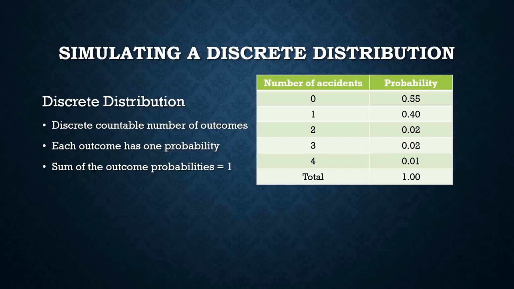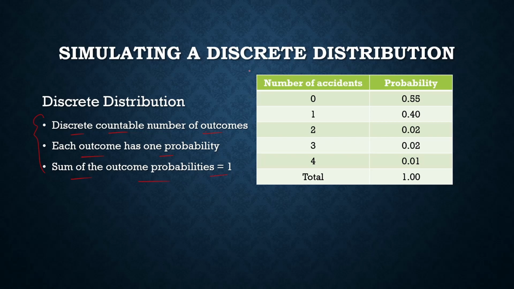Okay, friends, this is the fourth episode of the series simulation. In today's video, we are going to discuss how to simulate a discrete distribution. So, first of all, we need to understand the basic nature of a discrete distribution, where the discreteness comes from the fact that the number of outcomes are countable or discrete in nature, and for each outcome, there is a particular probability, and the sum of the probabilities is equal to 1.